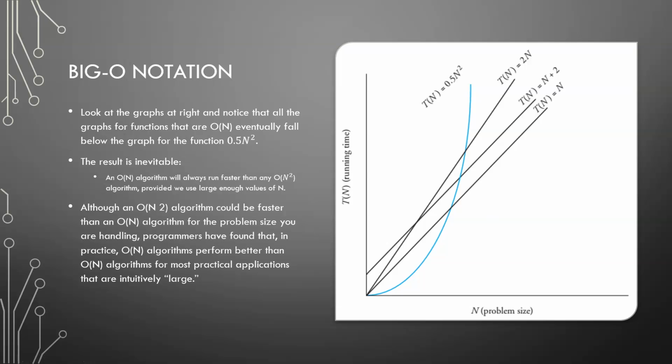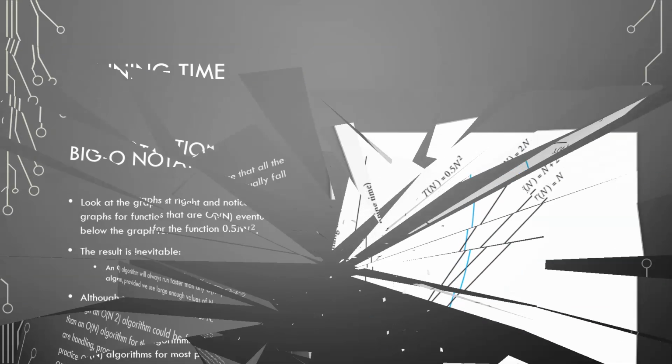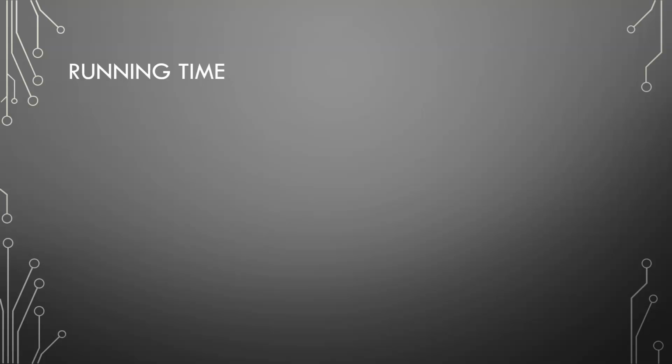Now, although a big O of n squared algorithm could be faster than, let's say, a big O of n algorithm for the problem size you're handling, programmers have generally found that in practice, big O of n algorithms perform better than big O of n squared algorithms for most practical applications that are intuitively large. So that's a key thing to remember. These big O of n algorithms, that's all these guys right up here. They like those kind of things. Now, similar remarks can apply to two other big O running times. So let's take a look at those real quick.